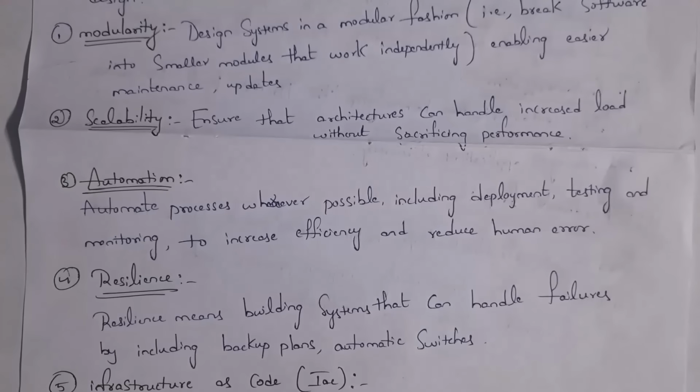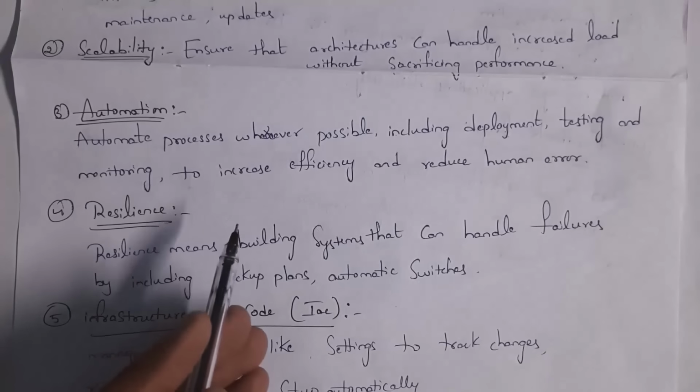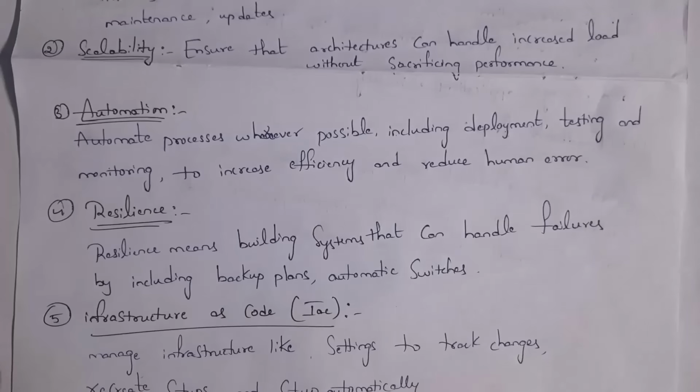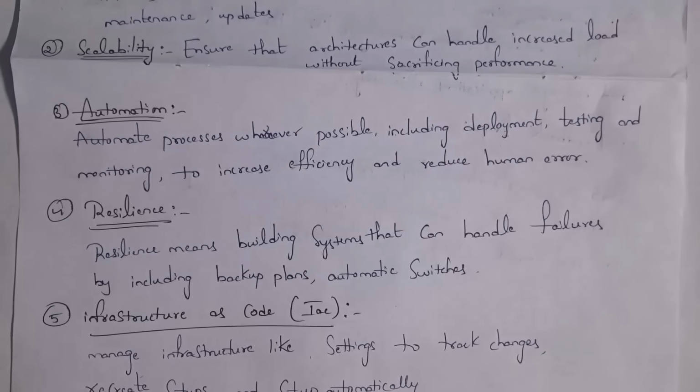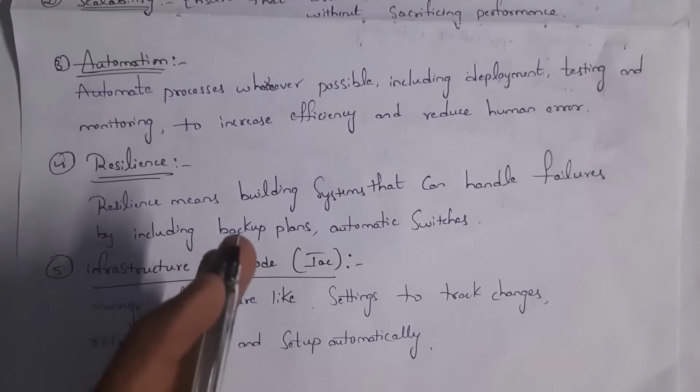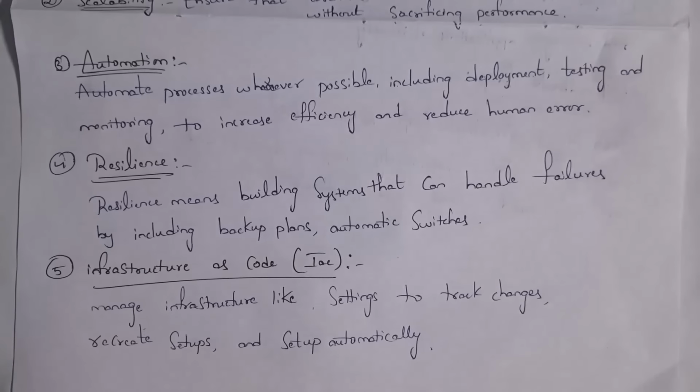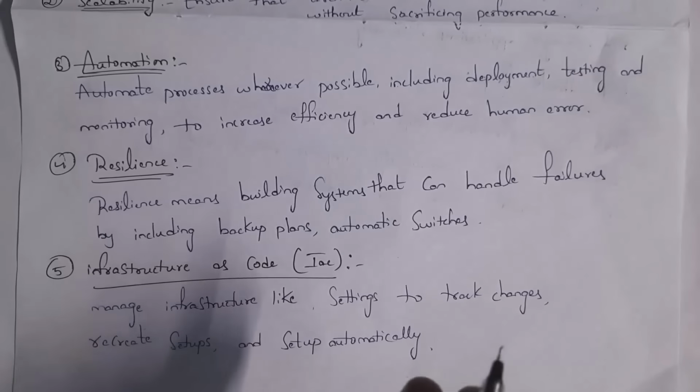Fourth one is resilience. Resilience means building systems that can handle failures by including backup plans and automatic switches. For example, whenever your software fails, then automatically it must take a backup and then it must work properly. And fifth one is infrastructure as code. Managing infrastructure like setup to track changes, recreating setups and setting up automatically.